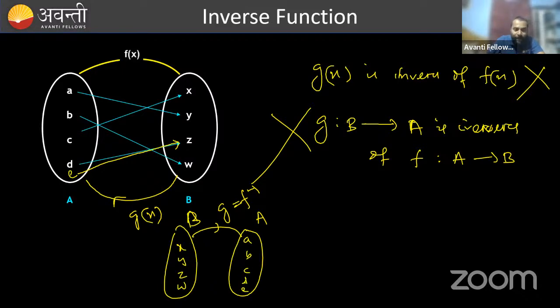So x is mapping to C, y is mapping to A, and z is mapping to D, and z is again mapping to E.